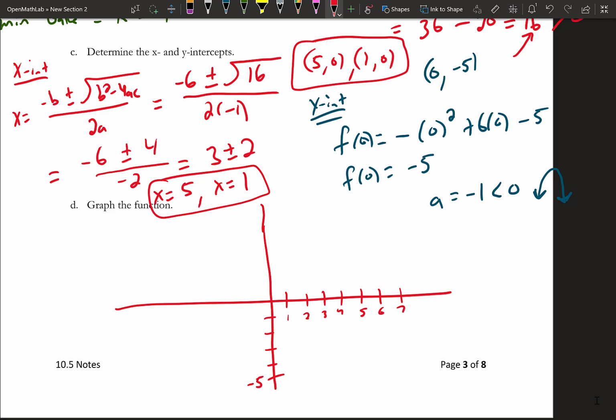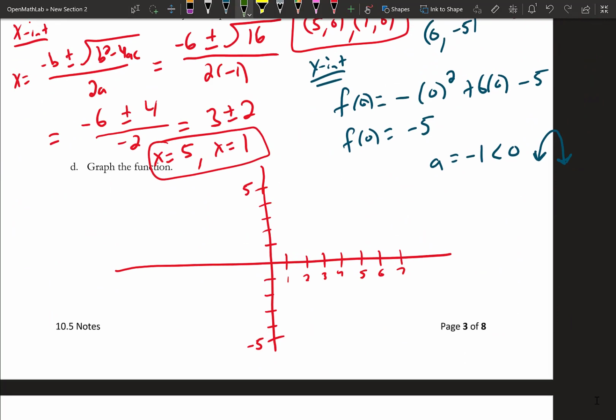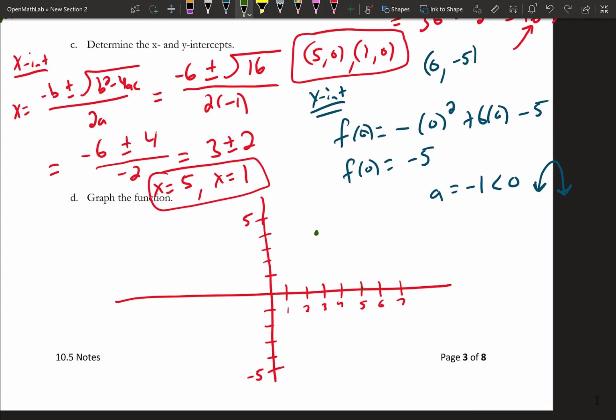we just need to plot the interesting points. Hang on. 2, 3, 4, 5. So we have the vertex we found to be at the point (3, 4). So that would be here. And then we found x-intercepts at (5, 0) and (1, 0). And then a y-intercept at (0, negative 5).